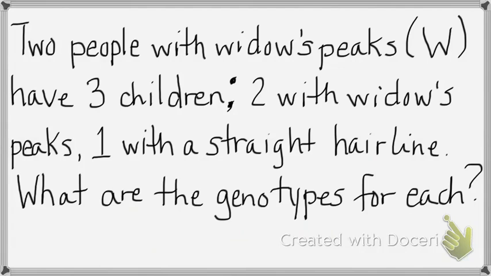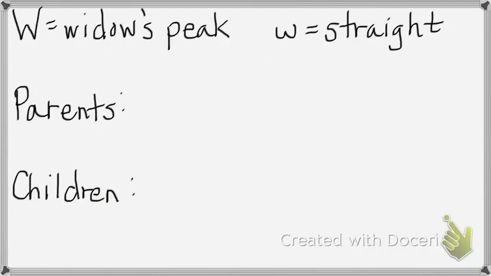So I have 2 people with widow's peaks who have 3 children. 2 of the children have widow's peaks, and 1 child has a straight hairline. What are the genotypes for each? Okay, let's start with the 2 people. They both have to be heterozygous. I agree. Which kid told you they had to be heterozygous? The one that has the straight hairline.